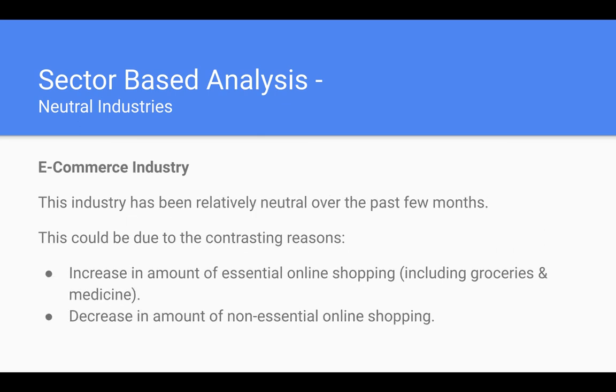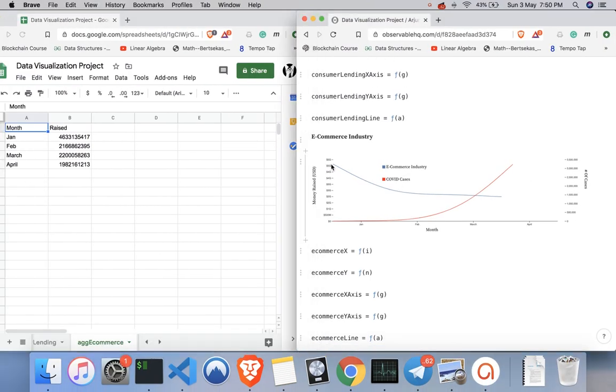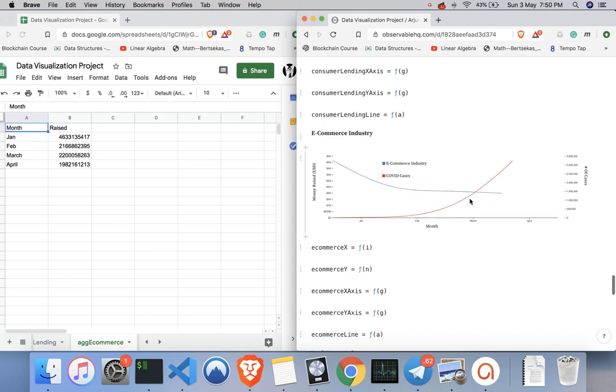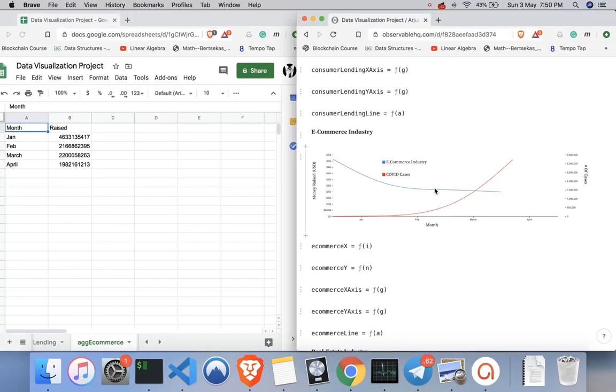Now we'll look at the e-commerce industry. We can see a sort of negative trend from the start of the year. However, in the months of Feb, March, and April, it's been sort of neutral, but with a small negative trend as well. So this could be due to contrasting reasons. First of all, there would have been an increase in the amount of essential shopping. This could have included things like groceries and medicines, and there would have been a decrease in the amount of non-essential shopping. So these could have balanced each other out, resulting in a sort of neutral investment sector.